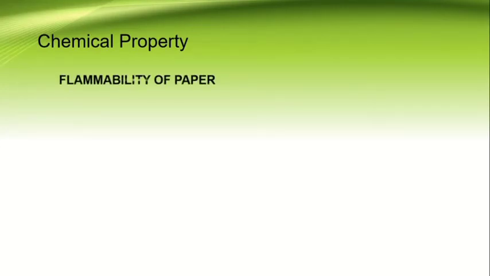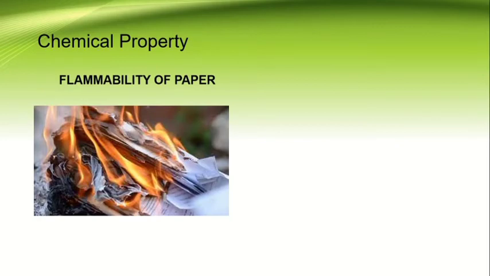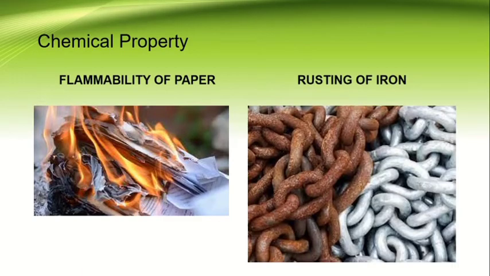Chemical property: flammability of paper. Here, it changes from white, and what's the result after burning the paper? It turns black. Or if it's burned too much, it can become just a little powder. Next, rusting of iron. As you can see, this is the new one. Then of course, when it gets old, it becomes like this.